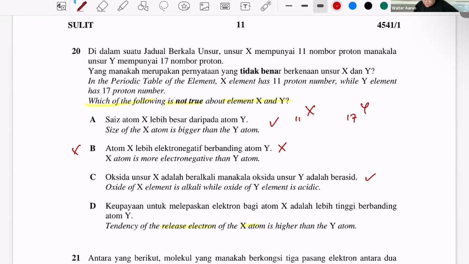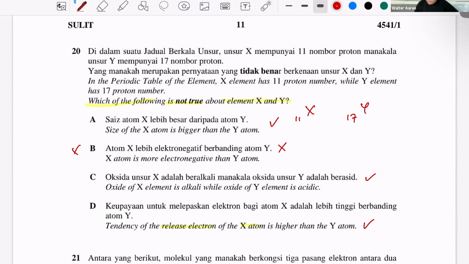For D, tendency of the release electrons of X is higher than Y. So I will say in this case here, to release electrons means it must be more electropositive. Okay, so I will say that to release electrons, I think most likely X atom will be the suitable example. So this is technically correct also. Okay, because from left to right, electropositivity will drop, but on the left side, the metals are all very electropositive.